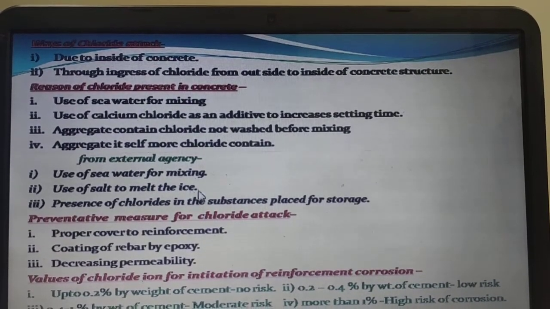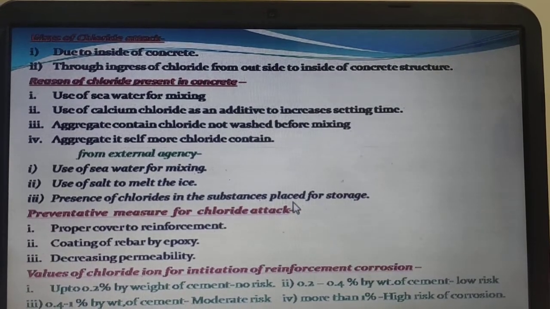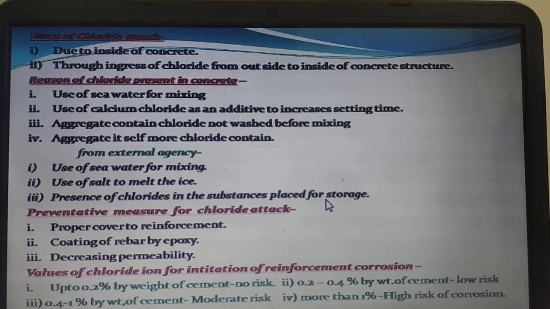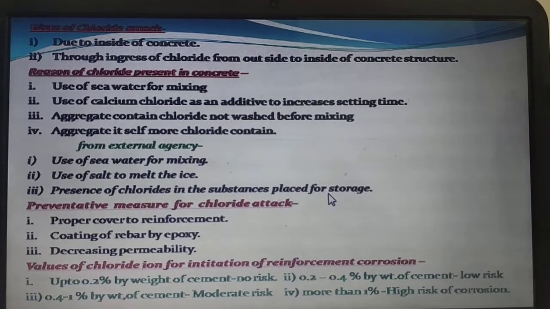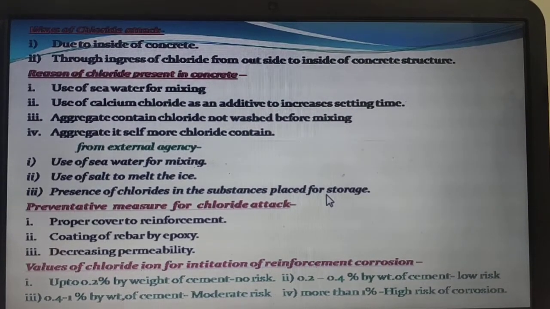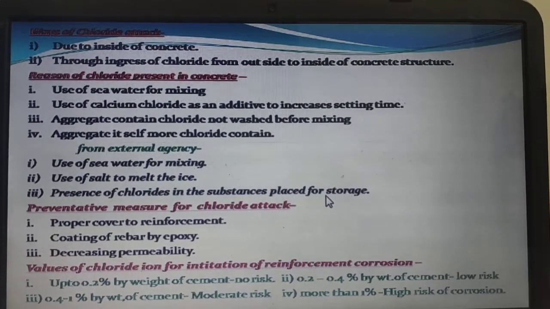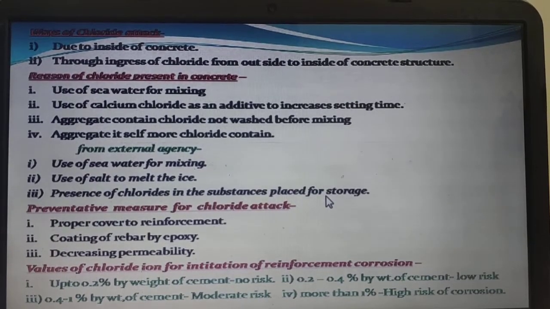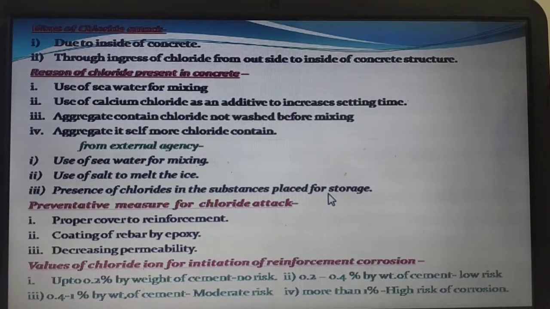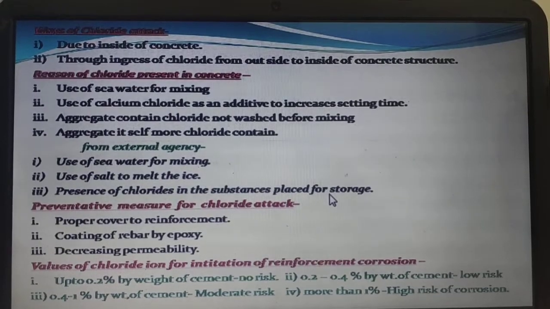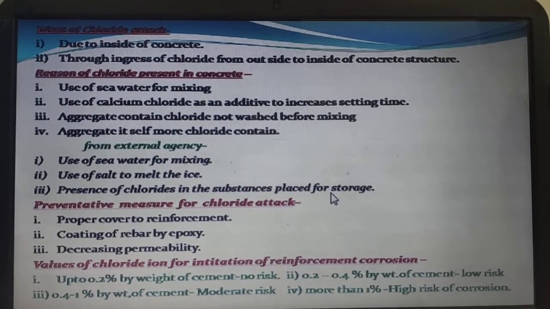Third, presence of chloride in substances placed for storage. When we are storing particular substances, care must be taken that it is a chloride-free environment. A chloride-free environment is very important for the storage of the ingredients of concrete.